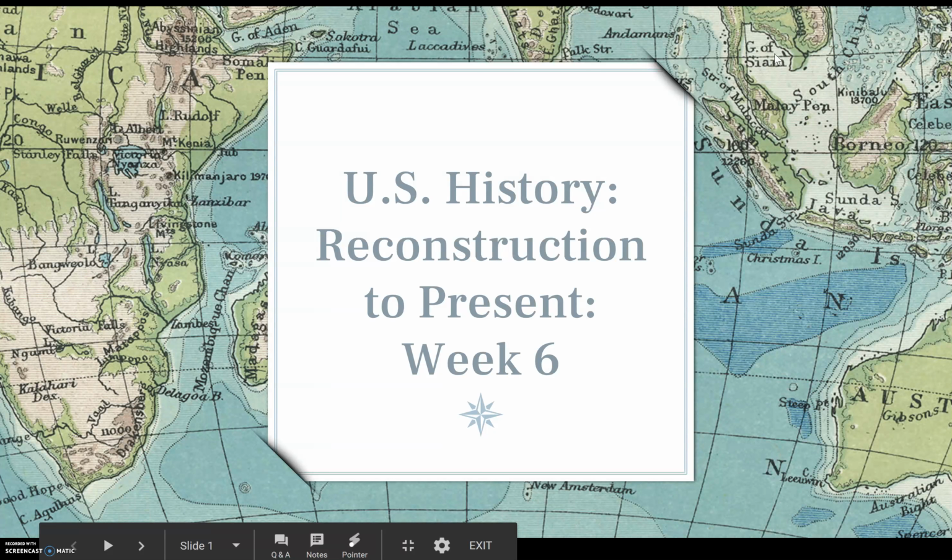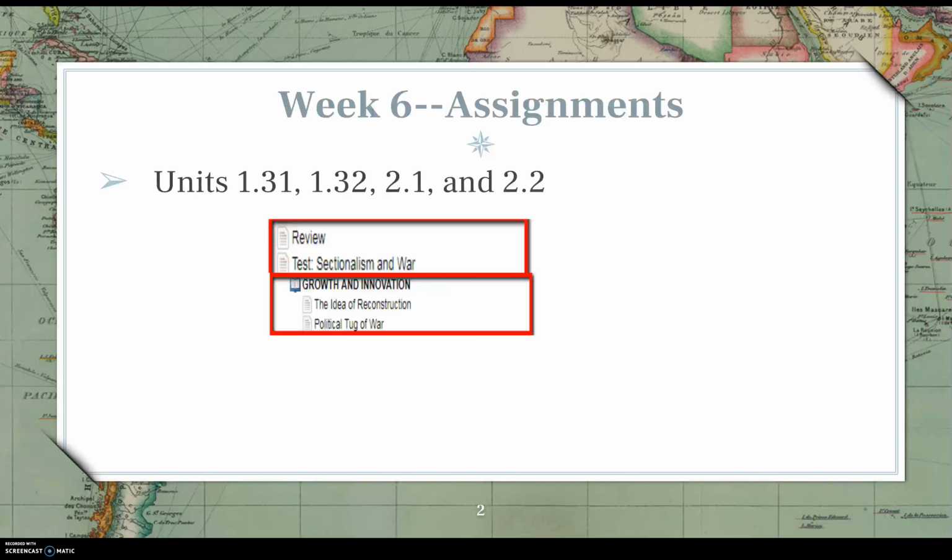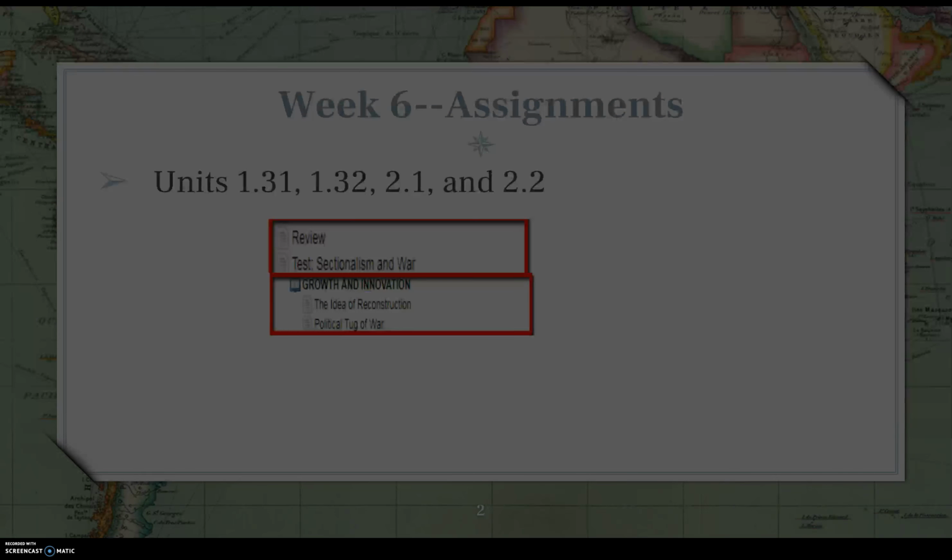U.S. History Reconstruction to Present. We're on week 6, and this week we're looking at completing units 1.31, 1.32, which wraps up our Sectionalism and War unit, and we're moving on to Growth and Innovation, which is 2.1 and 2.2. Okay, so wrapping up one, starting another.